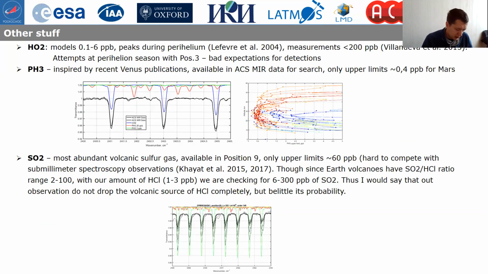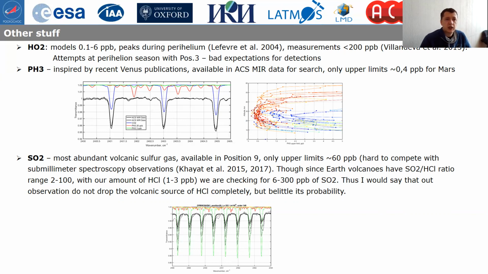Some other stuff worth mentioning is HO2, which is also believed to be there in the atmosphere, especially during perihelion season. We are covering the wave number range where it should be found, but we don't see it just because the expected values are very small, and the HO2 lines are covered by CO2. Well, in all that, it's hard to do a detection.